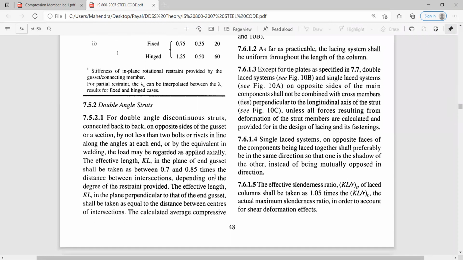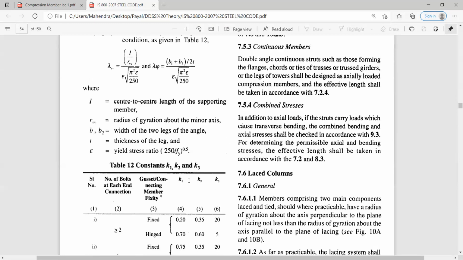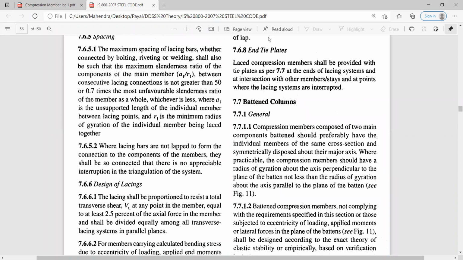See here. It is mentioned for different values of L. The effective length KL in the plane of the end gusset is 0.7 and 0.85 times. So depending upon that, you have to consider all the effective values. And as you can see over here, different values are given for the constants. In the next formula, we are going to calculate the values for the constants K1, K2 and K3. So from this table, you have to take the values of K1, K2 and K3.